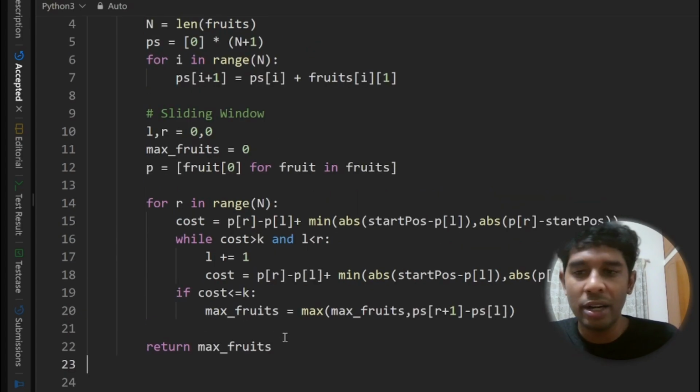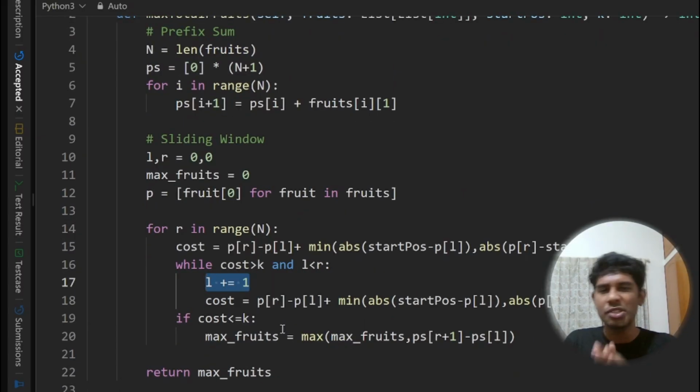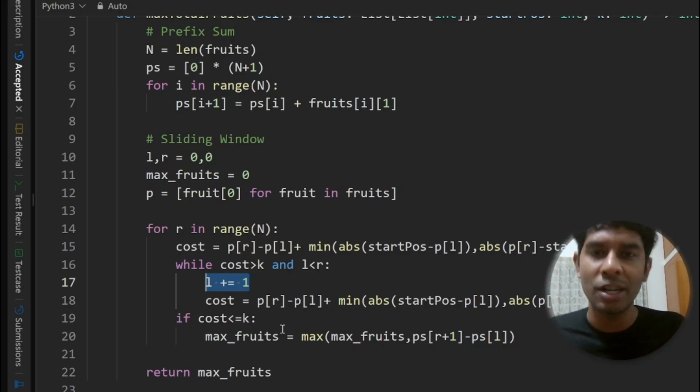Okay, there is one slight improvement you can make to this algorithm. Instead of just doing L plus 1, you can do a binary search and get very quickly to the position that you're searching. You can maybe try that and tell me in the comments how you would go about doing that.